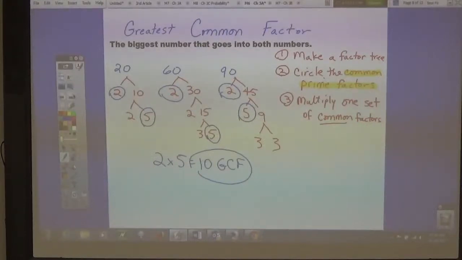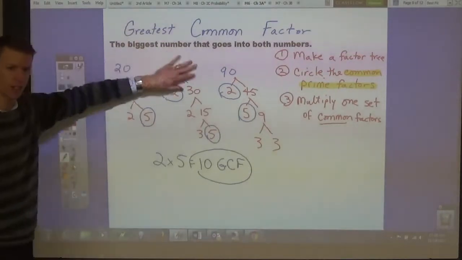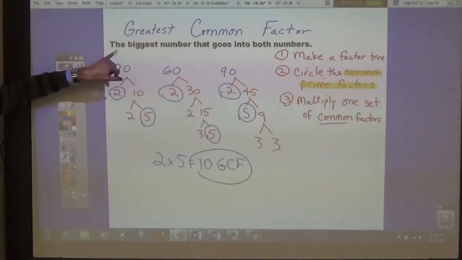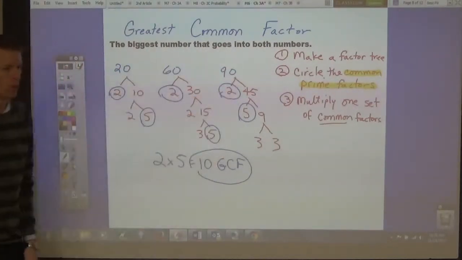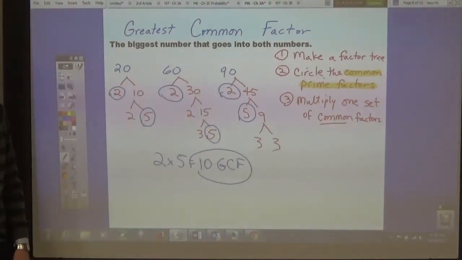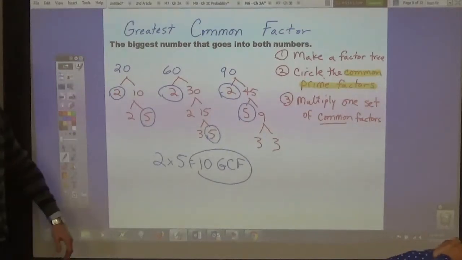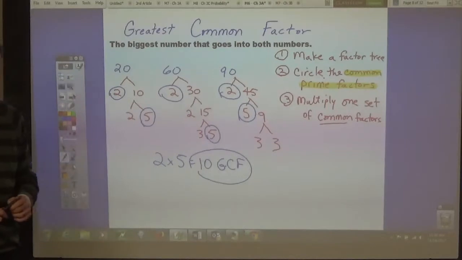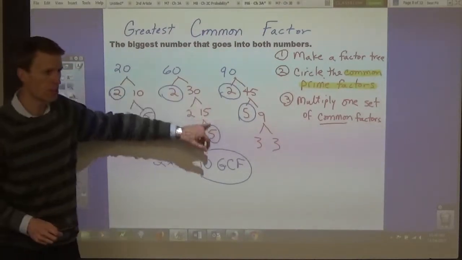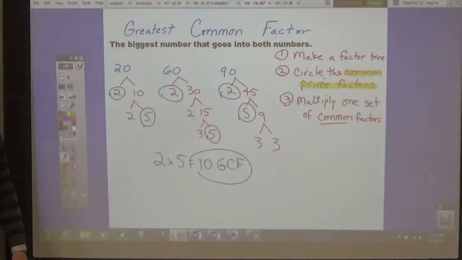We're going to talk about greatest common factors in this lesson as well. This is in lesson 3.4, so we're still going to stay on the same page. But this is finding the biggest number that goes into all of the numbers. All right? So now we're not counting by the numbers to find this. We're going to have to factor the numbers to find it. Factor the numbers.